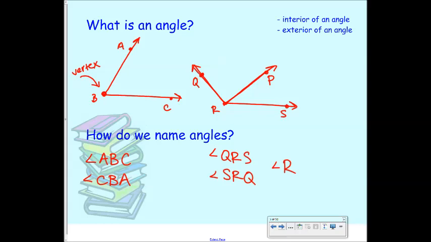What do you think the difference is between the interior of an angle and the exterior of an angle? What's interior mean? Inside. So interior of an angle would be all this space. So what would be exterior? The outside, just the outside of an angle. That's not something you really are going to use a lot. Just keep in mind what interior, exterior means.